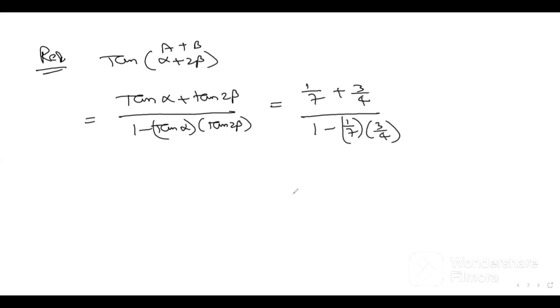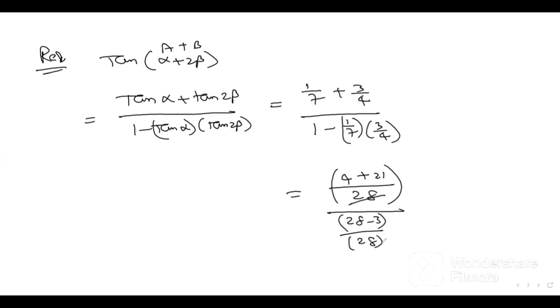What do we get here? LCM is 28. 4 into 1 is 4, plus 3 into 7 is 21. Upon the denominator, LCM is also 28: 28 minus 3, by 28. Here 28 cancelled. 25 by 25 becomes 1. What is the answer here? 1.